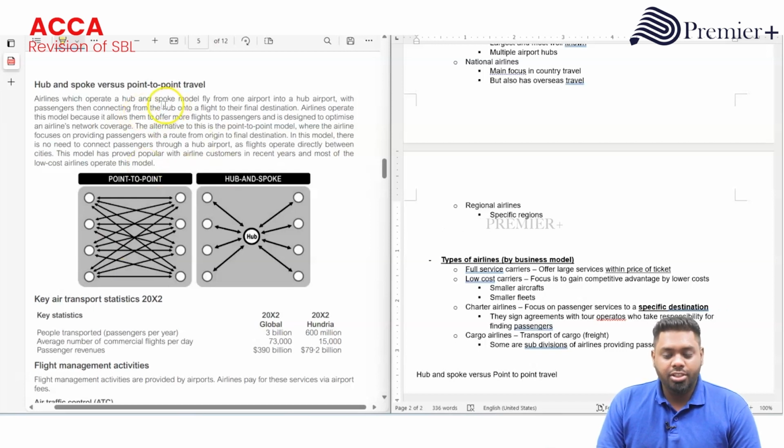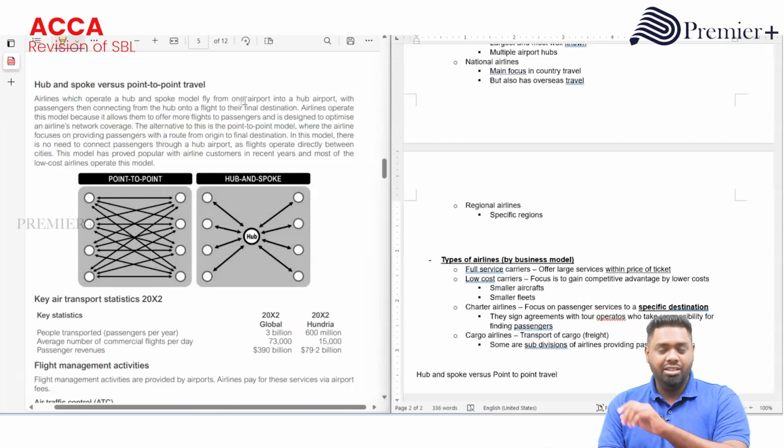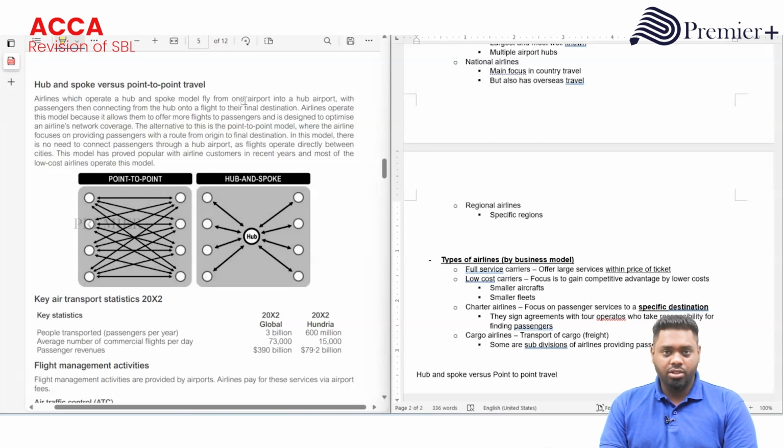Airlines which operate a hub and spoke model fly from one airport into a hub airport, with passengers then connecting from the hub onto a flight to their final destination. For example, let's say there's a destination from country A to country B. If it's a hub and spoke, the passenger cannot take a single flight directly from country A to country B. They have to take a flight from country A to country S and from S to B. So that's called hub and spoke travel.